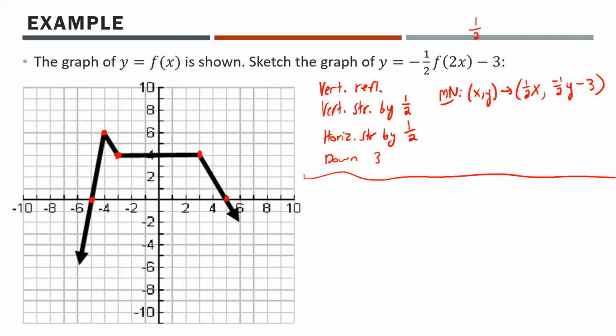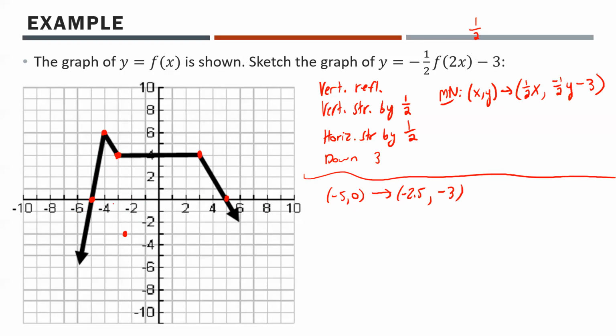So here's what I mean. Let's take this first one. This first one is negative 5, 0. So negative 5, 0 is going to transform. I'm going to use this right here. 1/2 times negative 5 is negative 2.5. And then negative 1/2 times y, well, negative 1/2 times 0 is 0, and then 0 minus 3 is negative 3. So I have a point, negative 2.5, negative 3. I'm going to plot that right away, just so I don't forget about it. So negative 2.5, negative 3, that would be about right there.